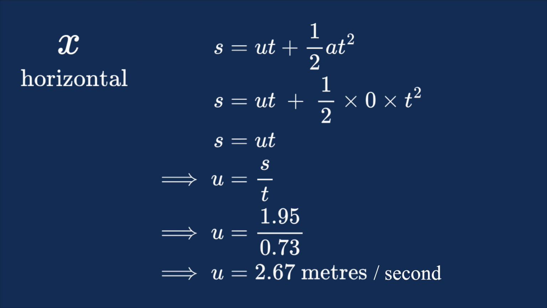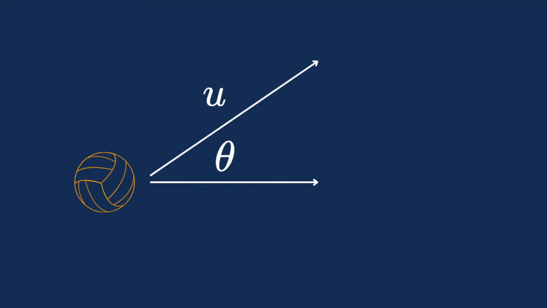Now, I threw this ball with the horizontal velocity of 2.67 meters per second, and I was able to calculate that using SUVAT equations. How beautiful is that? The next question is, what about if instead of throwing horizontally, I throw with some angle?